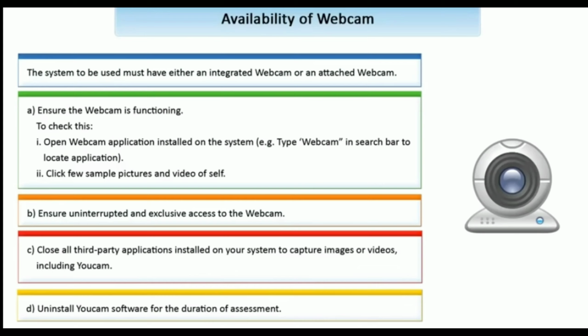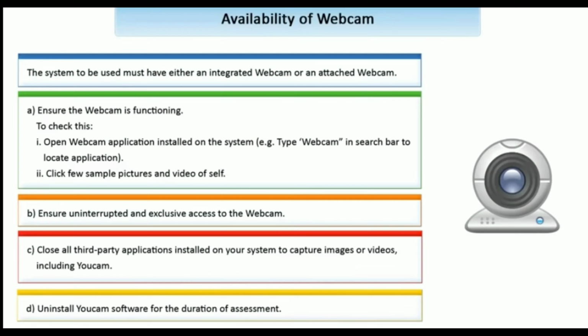And next is availability of webcam. The system to be used must have either an integrated webcam or an attached webcam. Ensure the webcam is functioning. To check this, open the webcam application installed on the system. For example, type webcam in the search bar to locate the application and click a few sample pictures and videos of yourself.